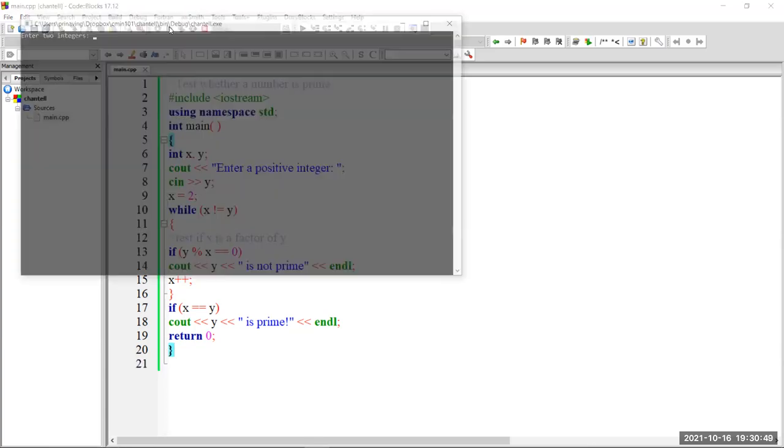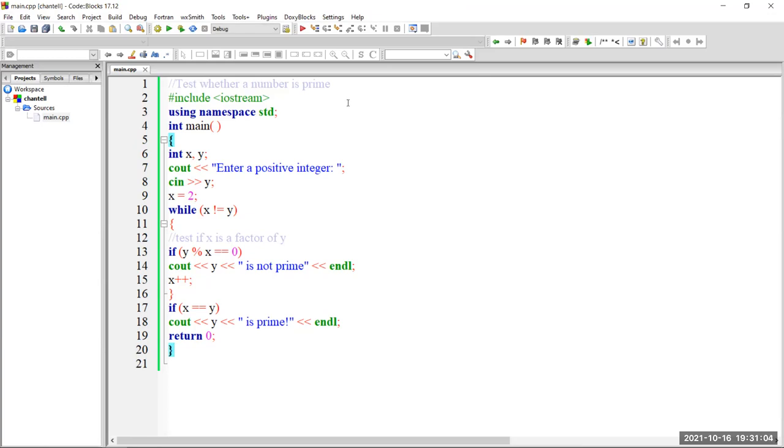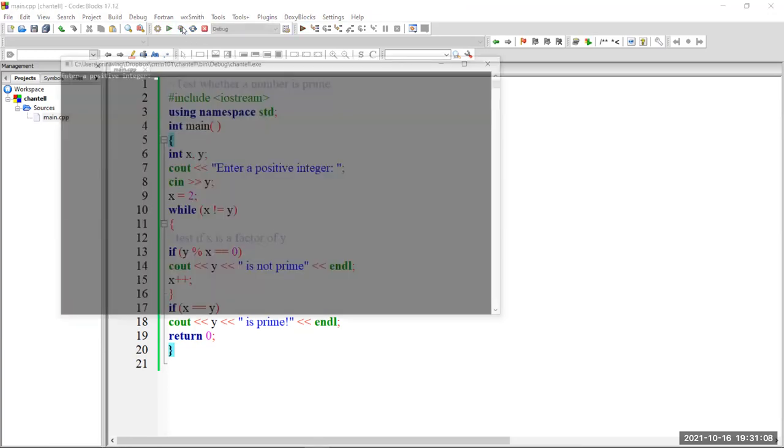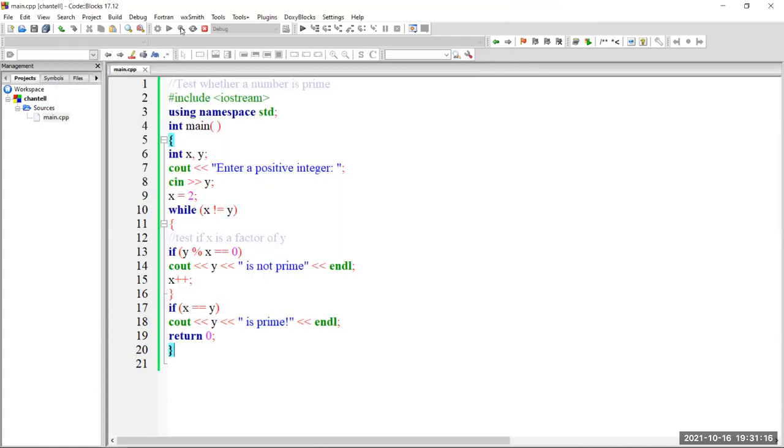So let's enter in two integers. I'm going to enter in 13 and I'm going to enter in 1. 13 is not a factor. Okay. It should be the other way around. Let's run it again. Let's run 1 and 13. Oh boy. Let's run it again.